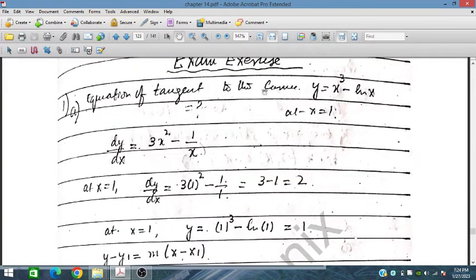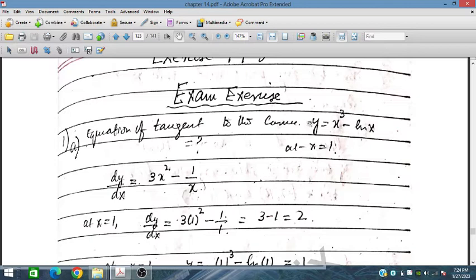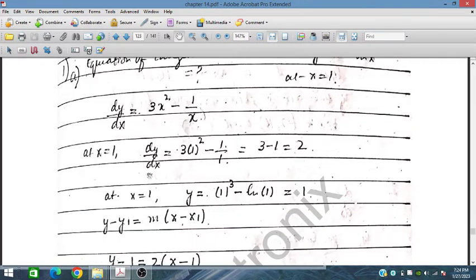This is the given curve, y is equal to x cubed minus ln x, and dy/dx of this is, first part, 3x squared, and for ln x it is 1 over x. At x is equal to 1, dy/dx is equal to 3 times 1 squared minus 1 over 1. So this is 2. So at x is equal to 1, dy/dx is 2.